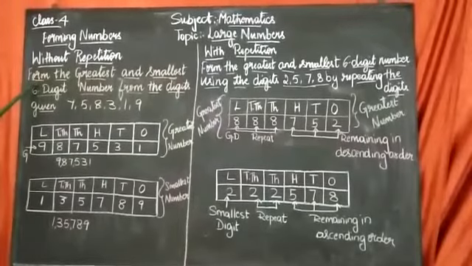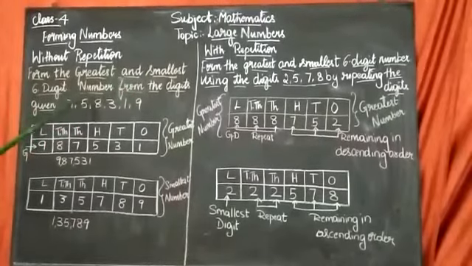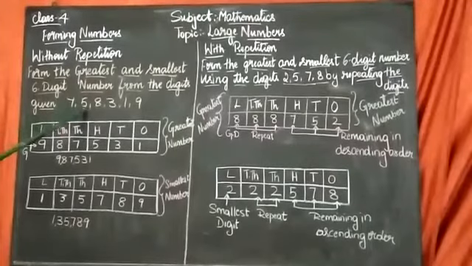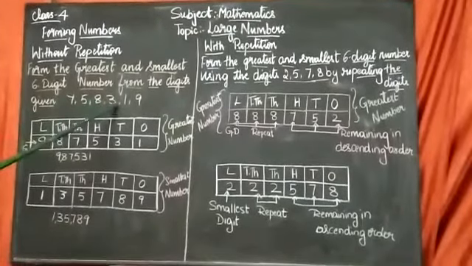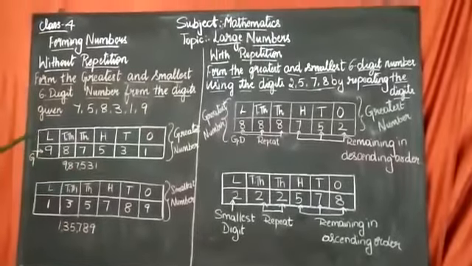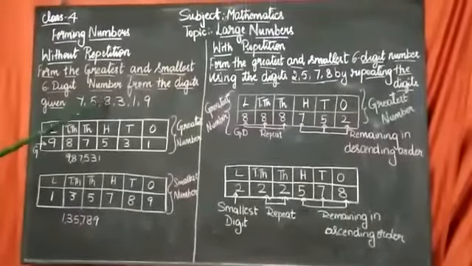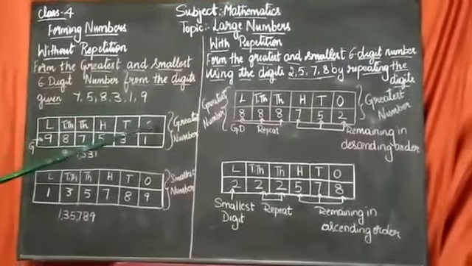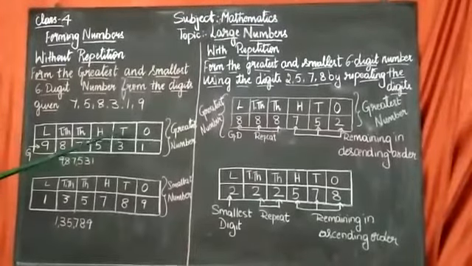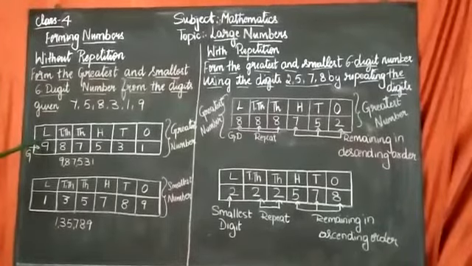Here they have given: form the greatest and smallest 6-digit number from the digits given below. Here they have given 7, 5, 8, 3, 1, 9. The first step here, students, is to draw the place value chart. How many digits are there? 1, 2, 3, 4, 5, 6. Draw a 6-place value chart, that is ones, tens, hundreds, thousands, 10,000s and lakhs.